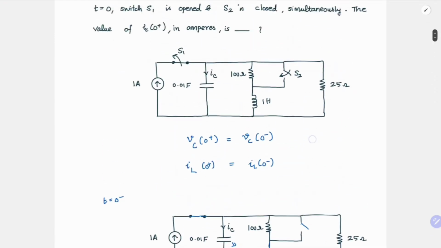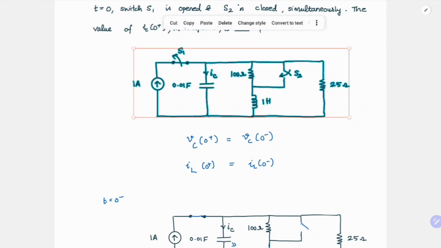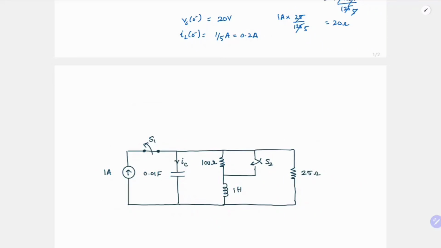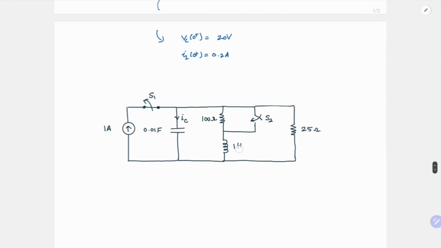So now let us see the case of t equal to 0 plus with these initial conditions. From this you know that your VC of 0 plus is equal to 20 volt and your IL of 0 plus is equal to 0.2 ampere. So now what will happen? This is t equal to 0 plus. Your switch S1 is open, right? And S2 is closed. So once you close S2, this will not come into picture. The inductor will see the current only through this. This is like 100 ohm in parallel with 0 ohms, which will give you 0 ohms.